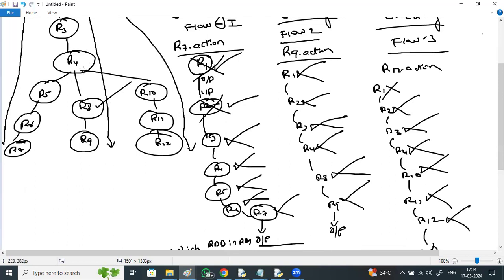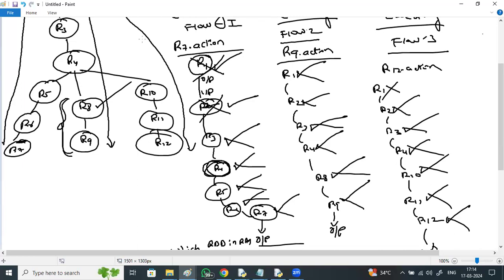R4 computation is already completed, right? It's executed and computed in flow 1. Flow 1 already executed, R4 got computed directly. Why can't it take the R4 output and compute R8 and R9? R8 and R9 will be the small flow. If R4 is ready and available in the RAM, it can give its output to R8.